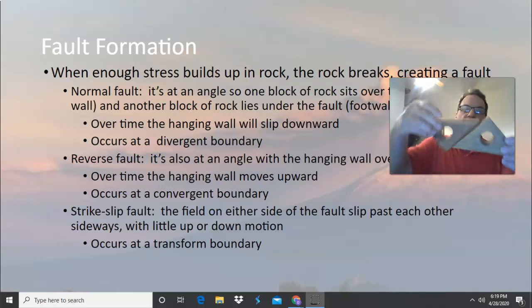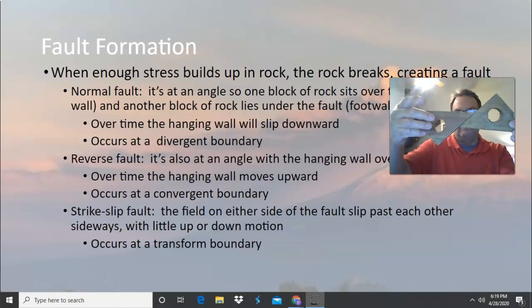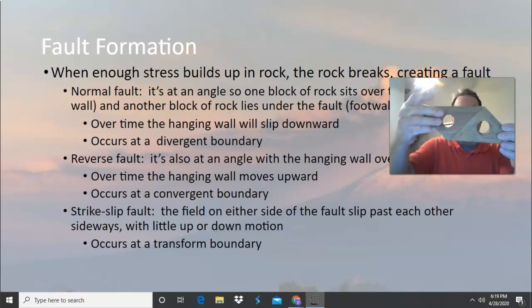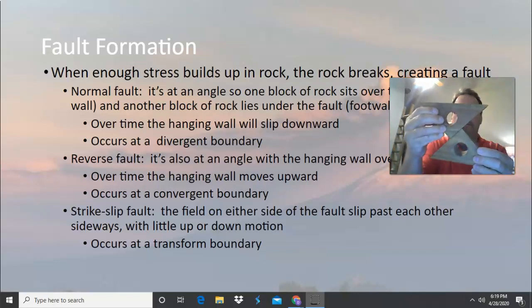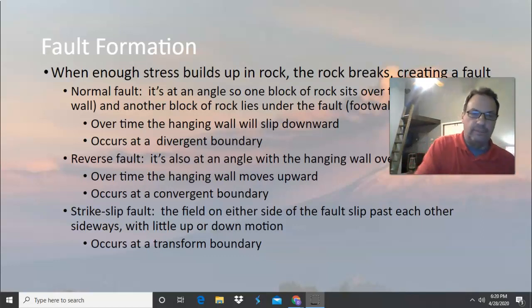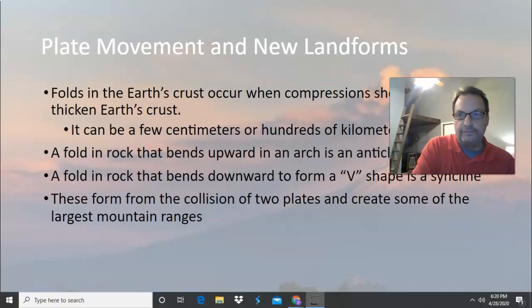So you could look at the same blocks, and if they're moving side to side, that is a strike slip fault. Remember, if they slide down, that's normal. If it pushes up, that's reverse. So what you have is a divergent boundary, convergent boundary, and then strike slip. But the strike slip fault always occurs at a transform boundary. Okay, once again, I'll move the picture.